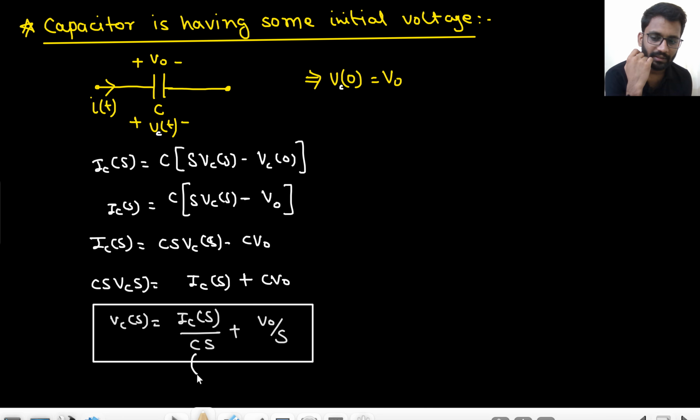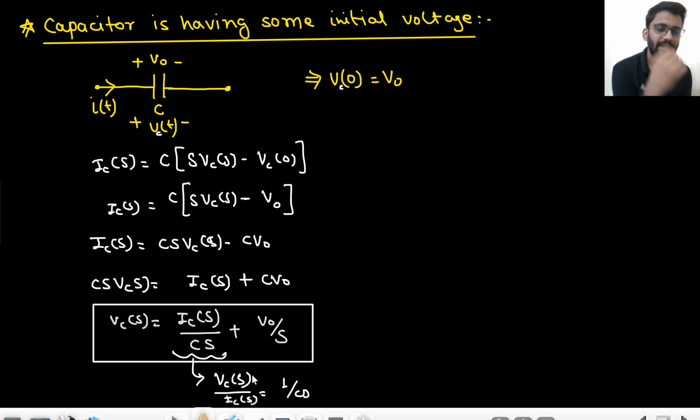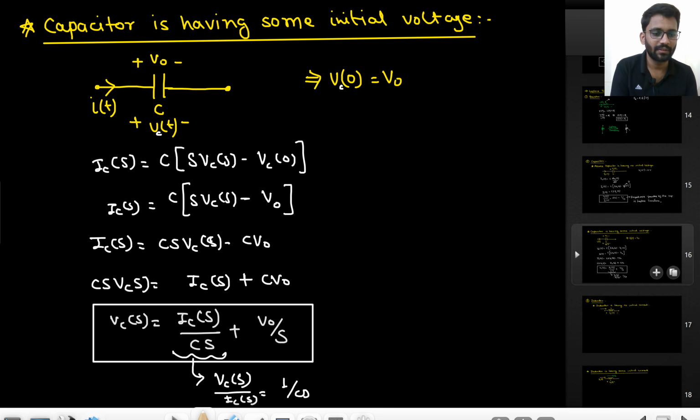So what is this? From this term you can understand that VC of S upon IC of S will give you 1 by CS. So basically the impedance will be 1 by CS, but along with that we will have a voltage source as well. Are you getting this point? Let me show it in the next page. I will have to add a page.